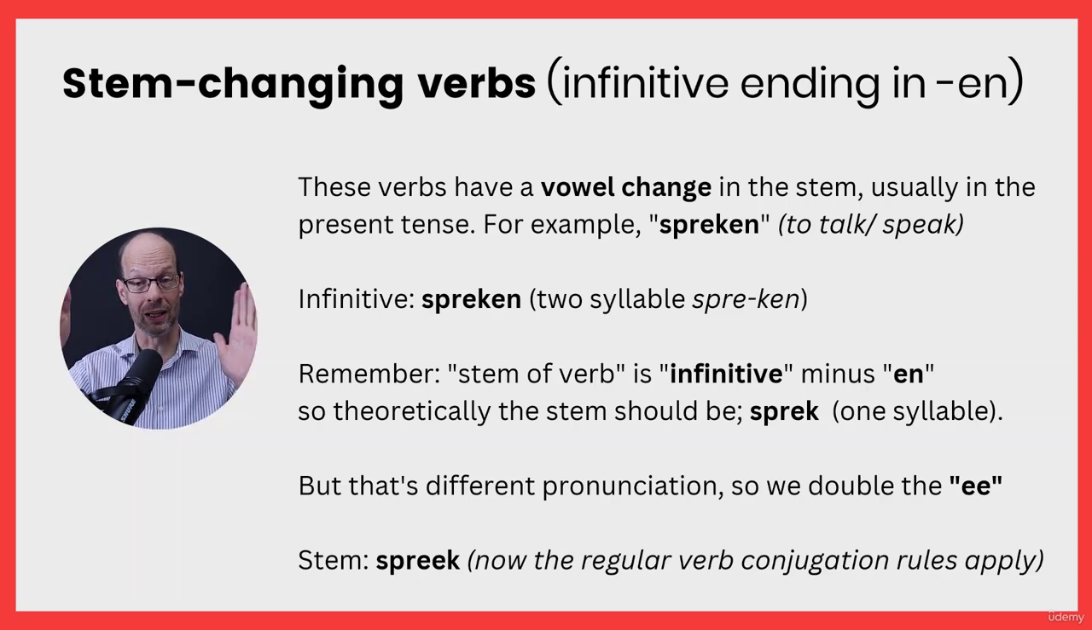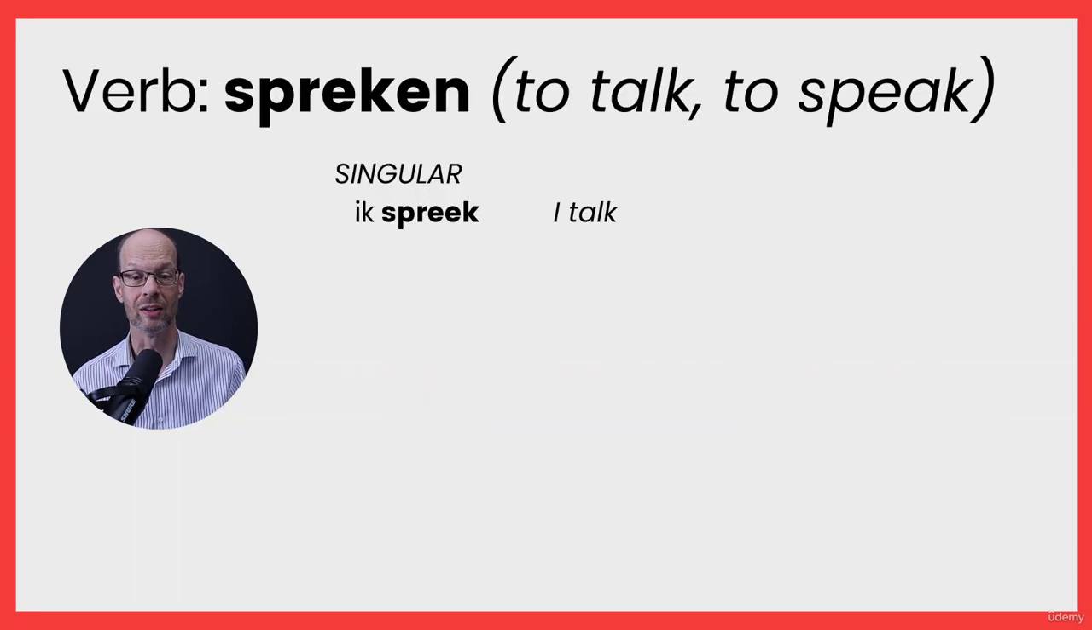So you take spreken, you take the en off, it becomes sprek, that is not correct, so you add an extra e to it, and then the stem becomes spreek. And now you can use the regular verb conjugation and the regular rules apply. So I'm going to show you how that applies again, also as a reminder, but also so that you know how it works. So you see, we have the verb spreken. We think the stem would be sprek, but we add an extra e, so ik spreek.